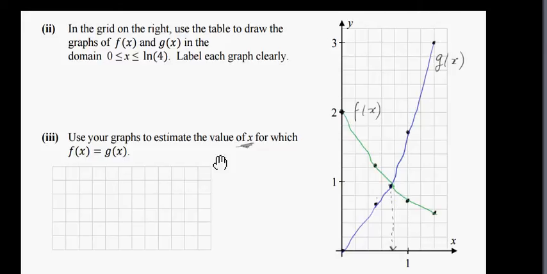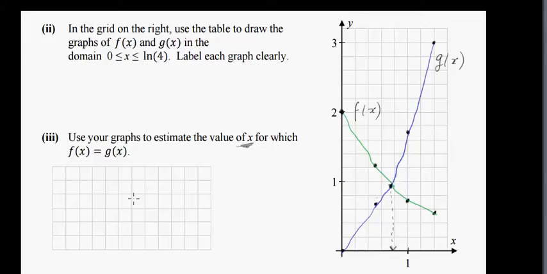Now in this part here they ask us to use the graphs to estimate the values of x for which the two functions are equal. f of x is equal to g of x. So it's here anyway, where they intersect, and it looks like it's somewhere around 0.7. I've got a little bit over 0.7 here. I'm going to put down 0.7. I know the actual answer to this is just under 0.7, but my graph isn't too accurate around this area here.